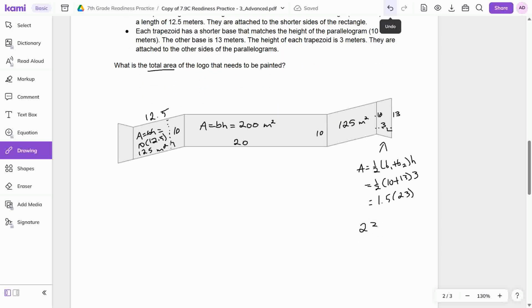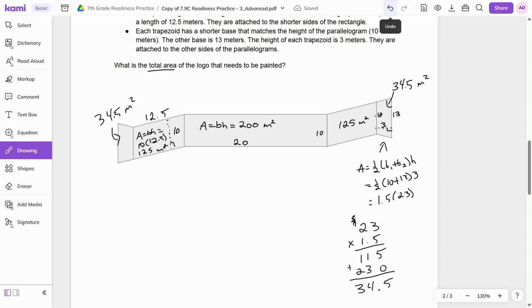Let's multiply 23 times 1.5. That's 15, 10, that's 11. And then we just add the 23 there because we're multiplying by 1. And it's going to be 345. Add that decimal, 34.5. So this is 34.5 meters squared. This also is 34.5 meters squared. What is the total area?